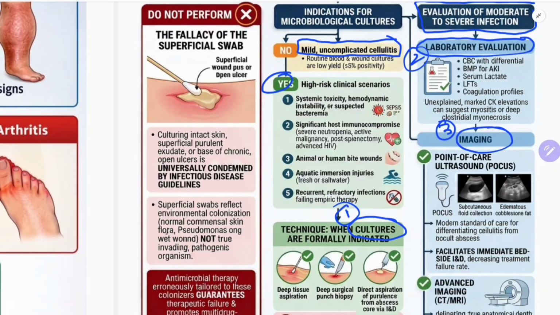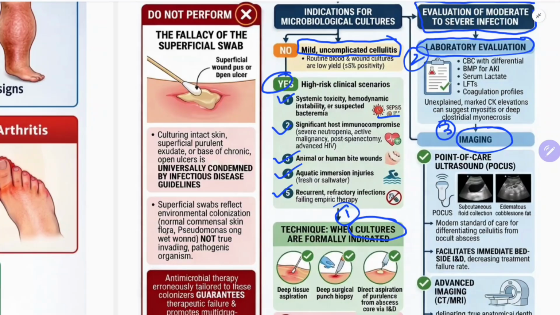Okay, so in high-risk clinical scenarios, nothing but moderate to severe infection, like if there is systemic toxicity or hemodynamic instability or suspected bacteremia, meaning sepsis, or if the host is significantly immunocompromised, like severe neutropenia, active malignancy, post splenectomy, advanced HIV, or special exposure is there. What is that special exposure? Animal or human bite wounds, aquatic immersion injuries, fresh or saltwater exposure, or recurrent or refractory infections failing the empiric therapy, then you require this culture.